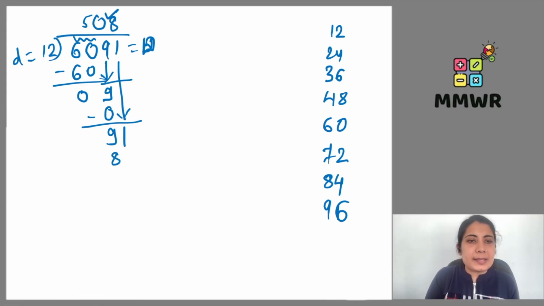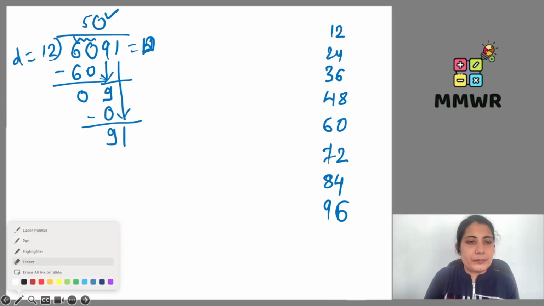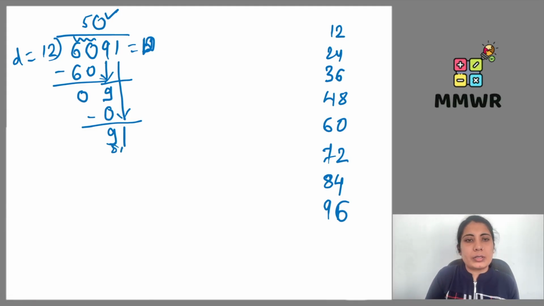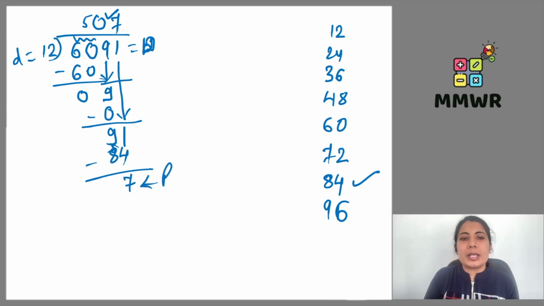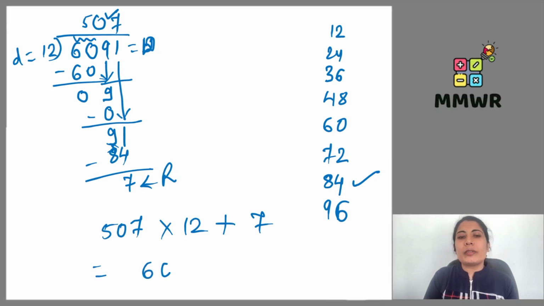12 eights are 96 and 12 sevens are 84. Look, 84, 7 times I'm getting, right? So this gives me 91 minus 84, remainder 7. 7 will be the remainder. Now you can cross check: you can take the product of the quotient 507 with the divisor 12, and the remainder 7 will be added to it. This is for sure going to give you 6091. Definitely you will be getting it.